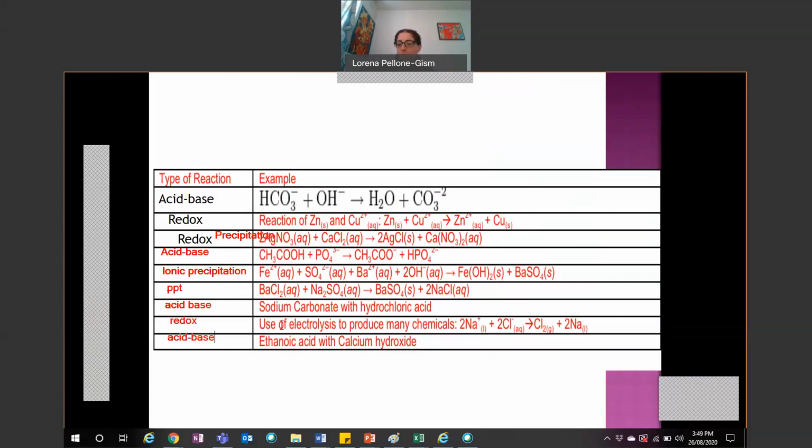So they're the types of reactions. You will become much more familiar with the redox ones as we move through.